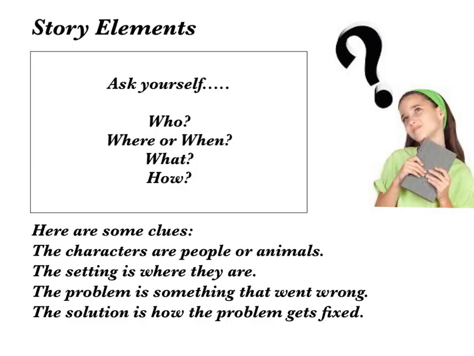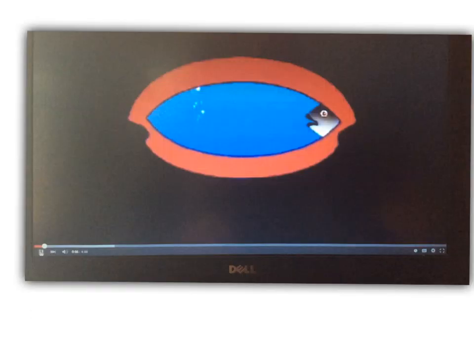Here are some clues. The characters are people or animals. The setting is where they are. The problem is something that went wrong. And the solution is how the problem gets fixed. Listen to the story, There's an Alligator Under My Bed, and then we will complete the graphic organizer together.